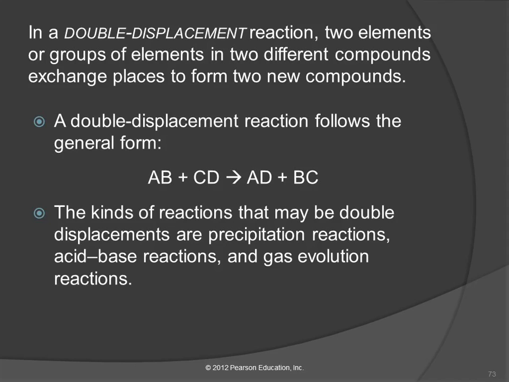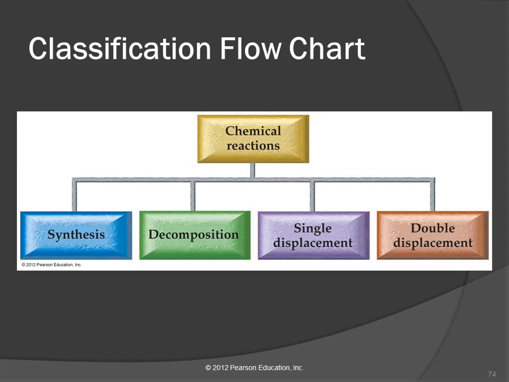So there's two kinds of classifying. Looking at what the atoms are doing, or looking at a more macroscopic picture of what's happening. Oh, it's bubbling, it's a gas evolution reaction. Oh, there's electrons being transferred, or, oh, there's a solid forming. It's a precipitation reaction. So this flow chart for what the atoms are doing, we end up with synthesis, decomposition, single displacement, and double displacement.